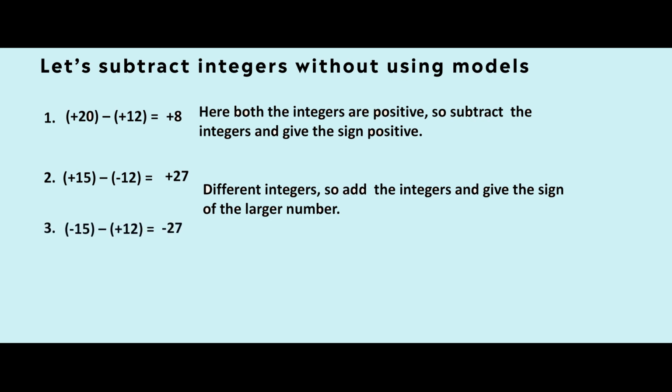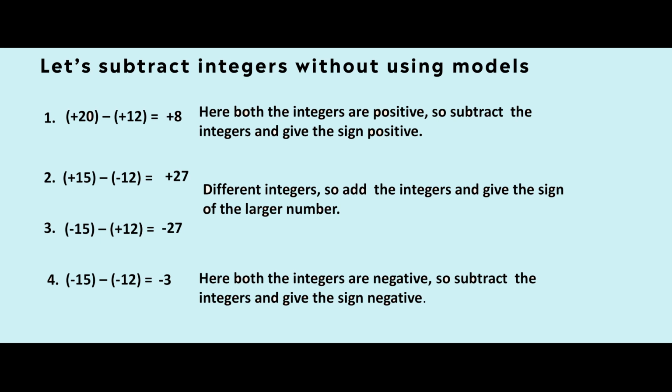Number 3, negative 15 minus positive 12. Again here both the integers are different. You have to add the integers and give the sign of the larger number, and we get negative 27. Number 4, negative 15 minus negative 12. Here both the integers are negative, so subtract the integers and give the sign negative. We get negative 3.